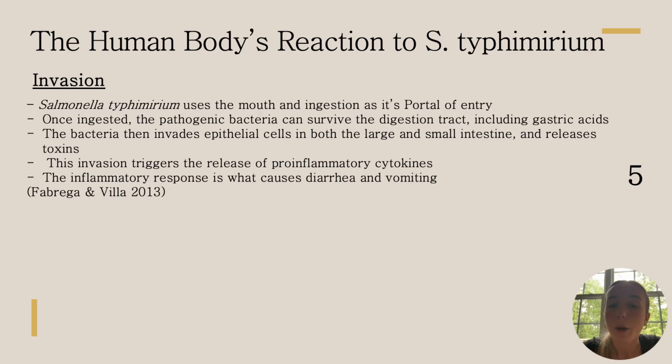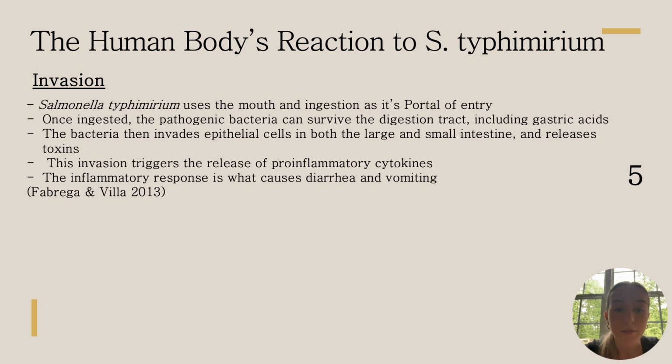So what is the human body's reaction to Salmonella typhimurium? First is the invasion. Salmonella typhimurium uses the mouth and ingestion as its portal of entry. Once it's ingested, the pathogenic bacteria can actually survive the digestive tract, including gastric acids, which are a form of defense. So the fact that it's able to survive that shows how strong the bacteria is.